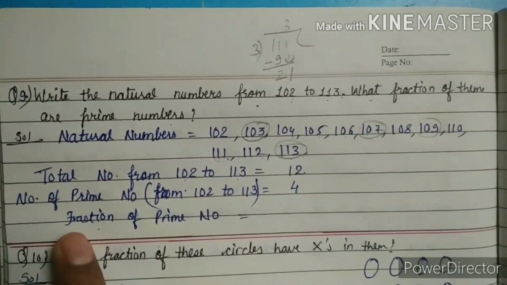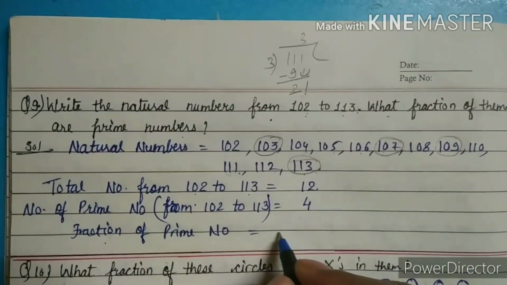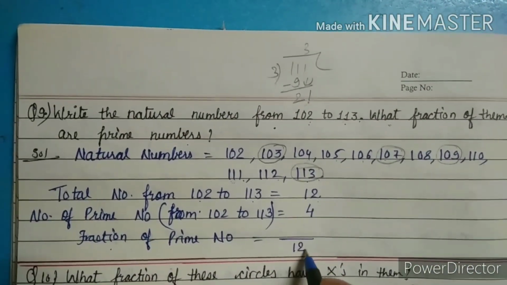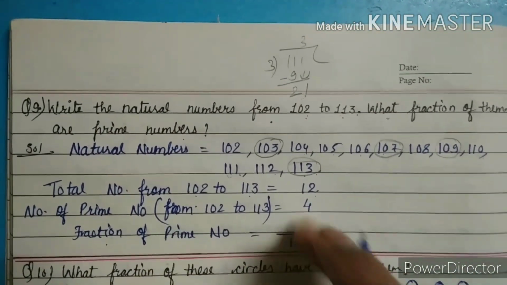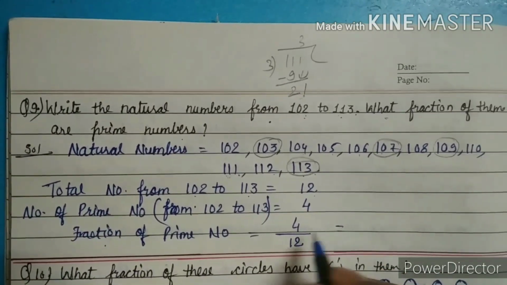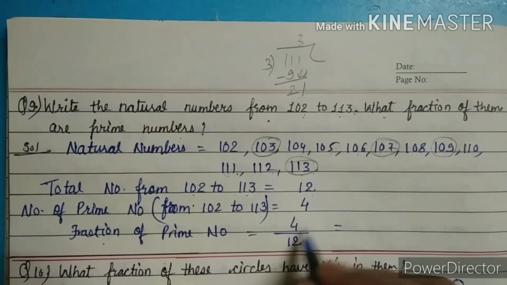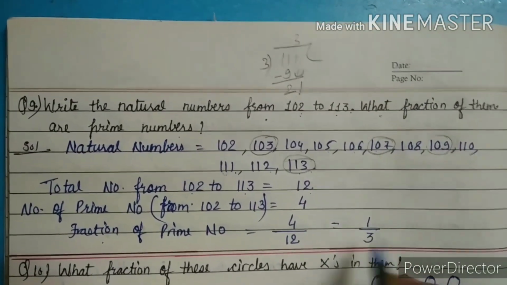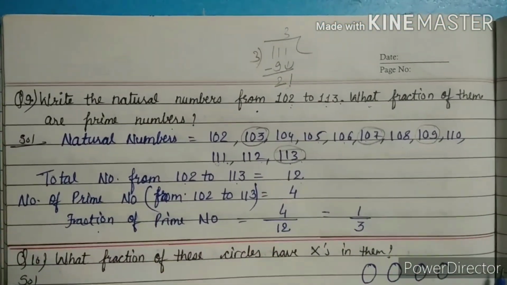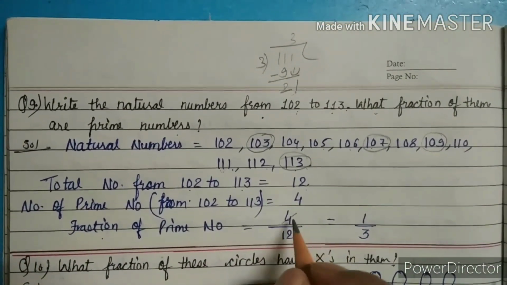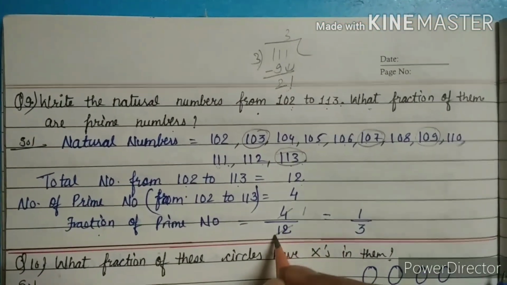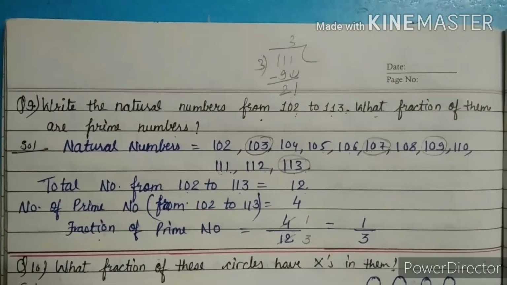So we have to write the fraction of prime numbers. So how many are they? Total they are 12 and prime numbers how many are they? 4. So when we reduce it by the table of 4, it will give us 1 by 3. Just you have to read the table of 4. In the table of 4, 4 comes 1 time and 12 comes 3 times.